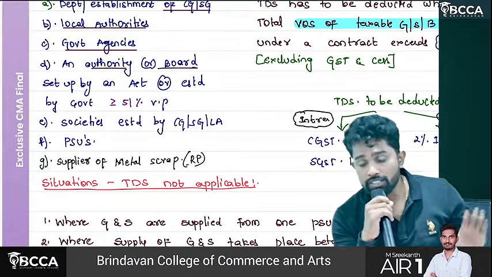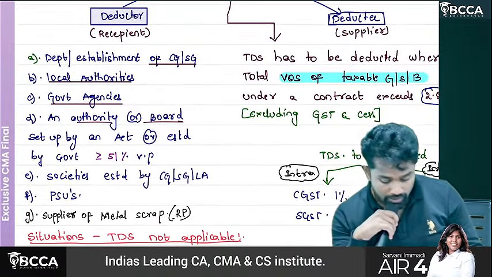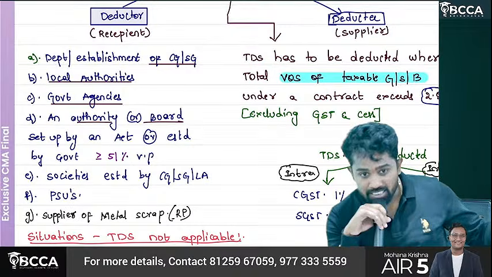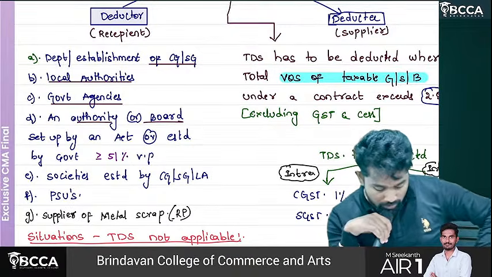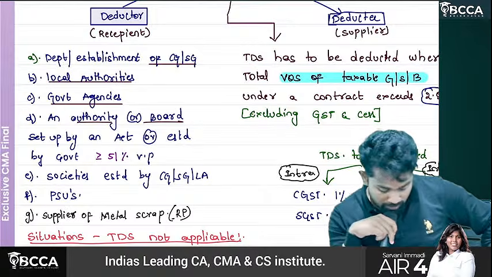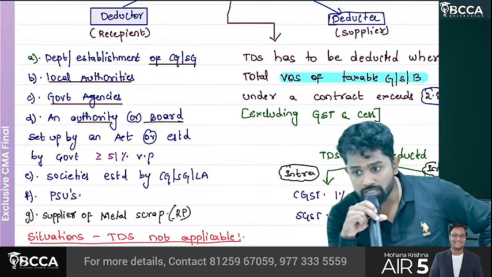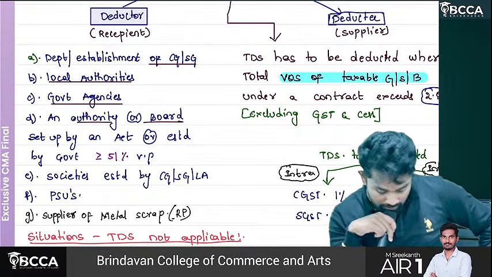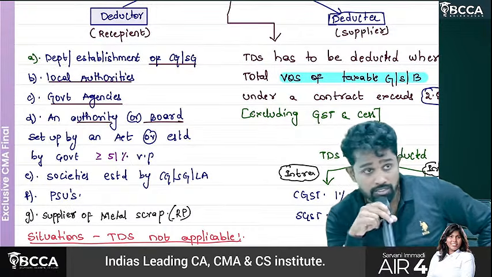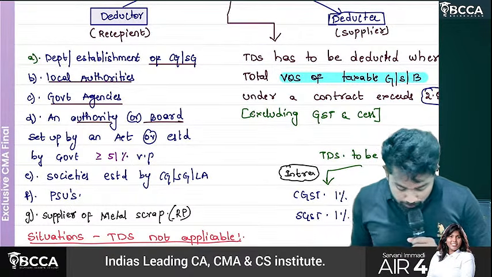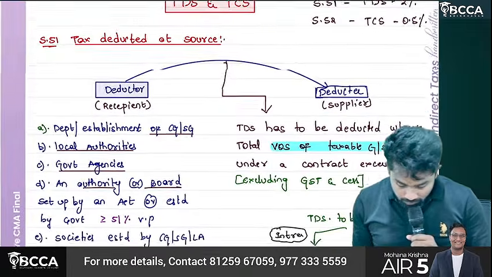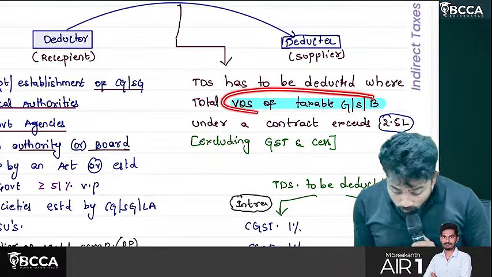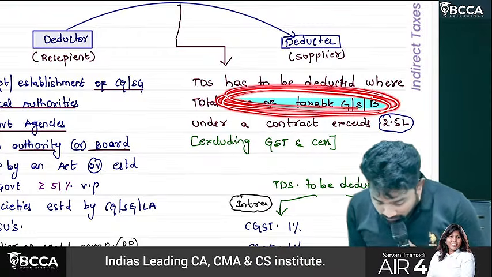If the recipient is a government department or establishment, or local authority, or a government agency, or any authority or board set up by an act or established by government where there is 51% or more voting power. If they are societies established by central government, state government, local authorities, PSUs, or suppliers of metal scrap, then TDS has to be deducted where the value of supply of taxable goods, services, or both.